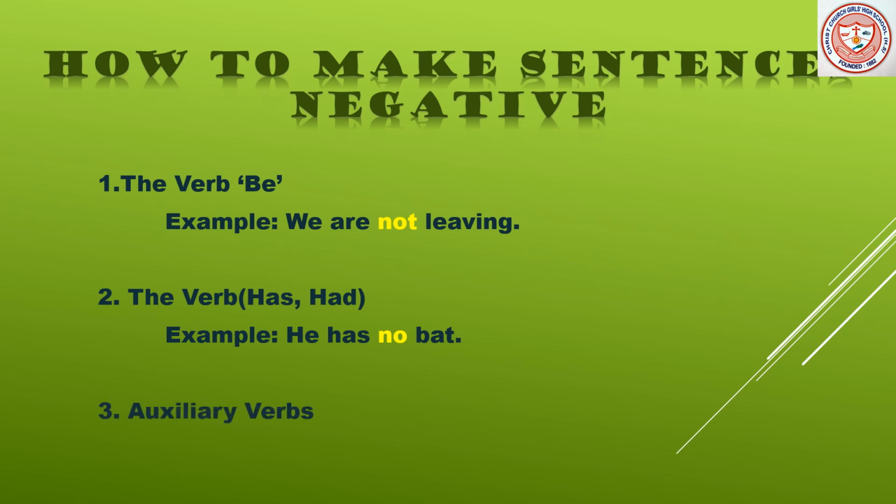Next point: auxiliary verbs. When the auxiliary verb is a form of a modal verb, that is can, could, must, we use not with it. Example: she could not do her work easily. Here we have used not after the auxiliary verb could. So, it will be an example of a negative sentence.